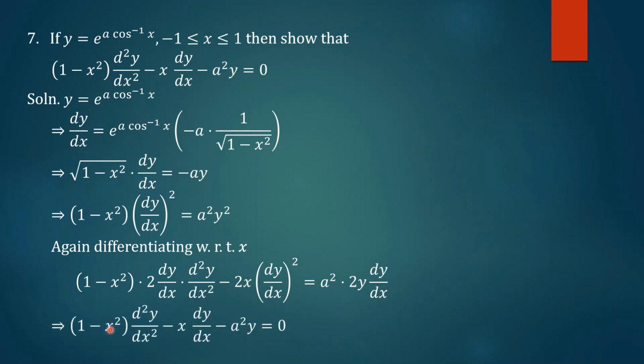Therefore you see 1 minus x square remaining same, 2 dy/dx is cancelled, therefore remaining d2y/dx2, then minus 2 dy/dx is cancelled, only x into dy/dx is remaining here. This term 2 dy/dx is cancelled, only a square y is in the right hand side, taking to the left it is minus a square y equal to 0. So that is the solution for the question. Okay, so we take another question.